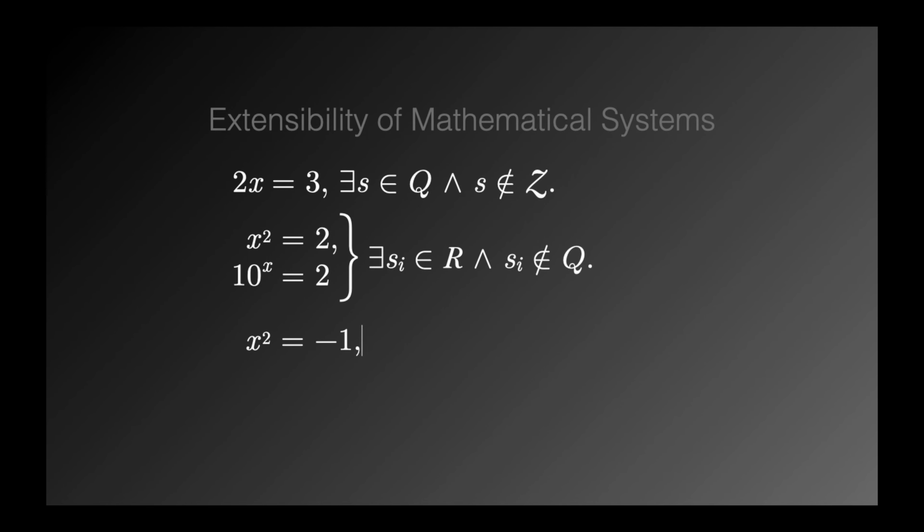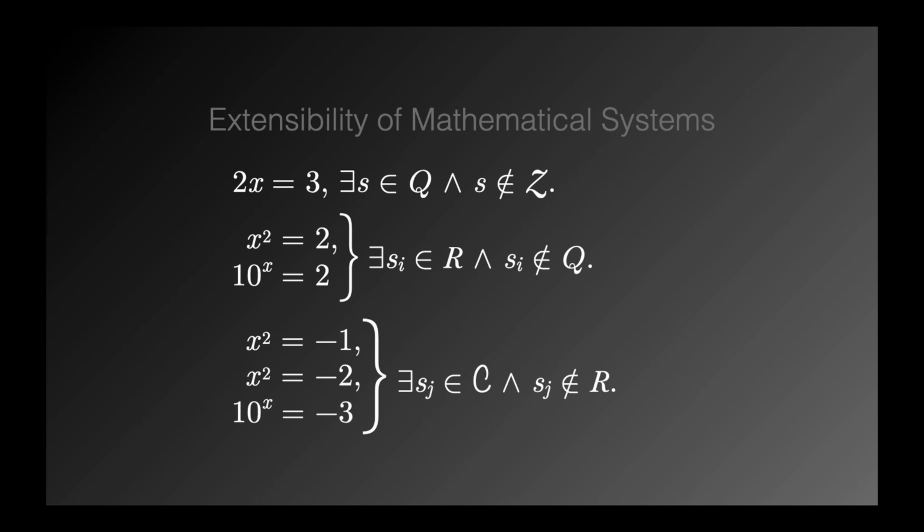In this final system of three equations, namely x squared equals minus 1, x squared equals minus 2, and 10 to the power of x equals minus 3, there exists, respectively, some solution s sub j in the set of complex numbers, but not in the set of real numbers.